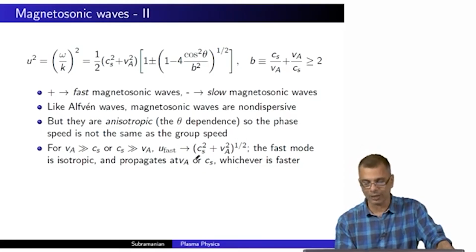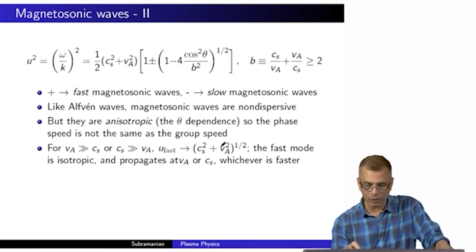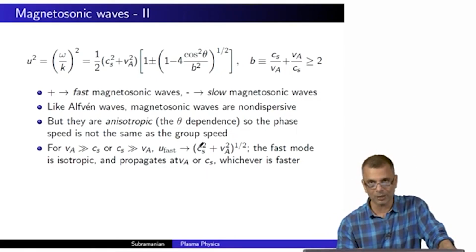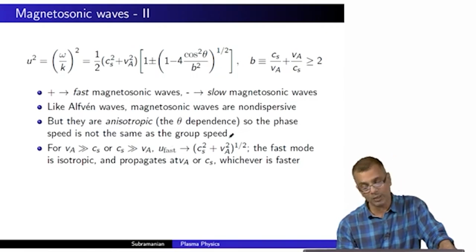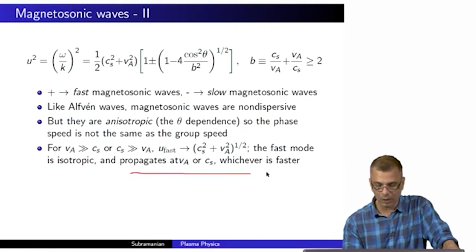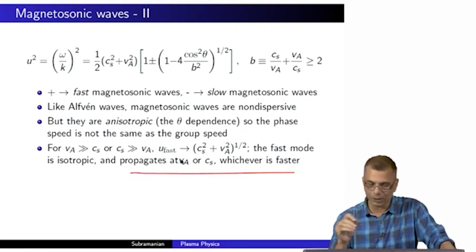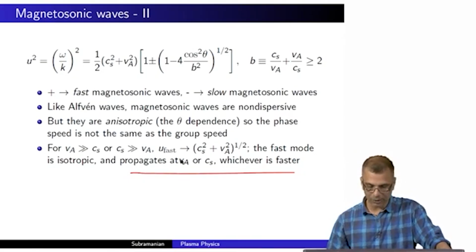That's also obvious, right? Suppose Cs is much larger than Va, in which case the Va squared is negligible, and so the fast magnetosonic speed is simply the sound speed. If the reverse is true, if Va is much larger than Cs, in that case the Cs is negligible, and so the velocity of propagation of the fast magnetosonic wave is simply the Alfvén wave speed. So that's what I mean by this statement. It propagates at Va or Cs, whichever is faster. Okay, so this is one interesting observation.